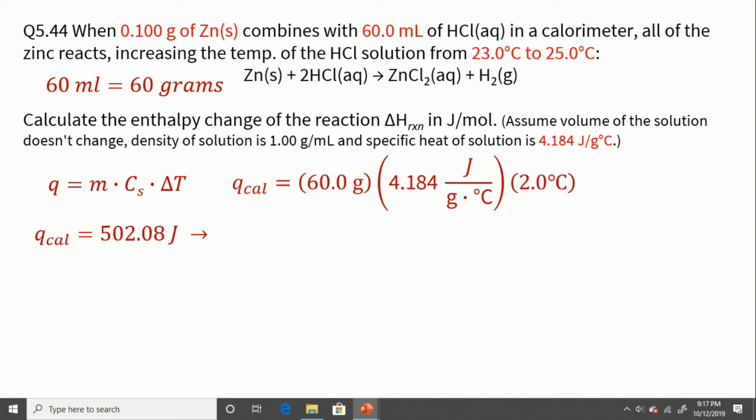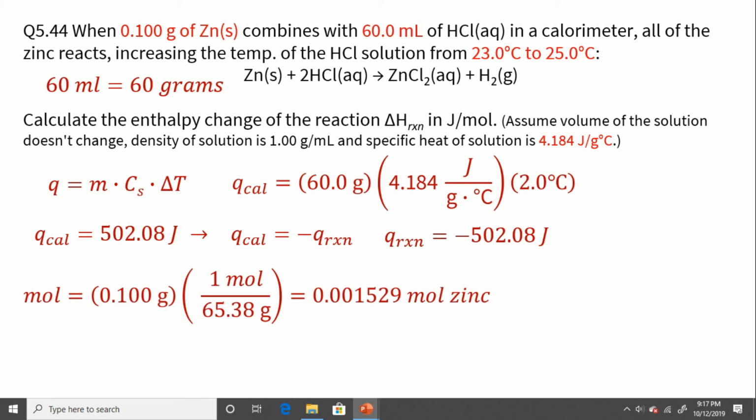And in order for the calorimeter to absorb 502 joules of energy, right, the heat of the calorimeter is the opposite of the heat of the reaction. So because the calorimeter absorbed this energy, the reaction must have released this energy. So the Q of this zinc reaction should be negative 502 joules. So now I know how much heat was released when 0.1 grams of zinc reacted. Now to find joules per mole, I just need to find out how many moles of zinc were in this reaction. So I've got 0.1 grams of zinc.